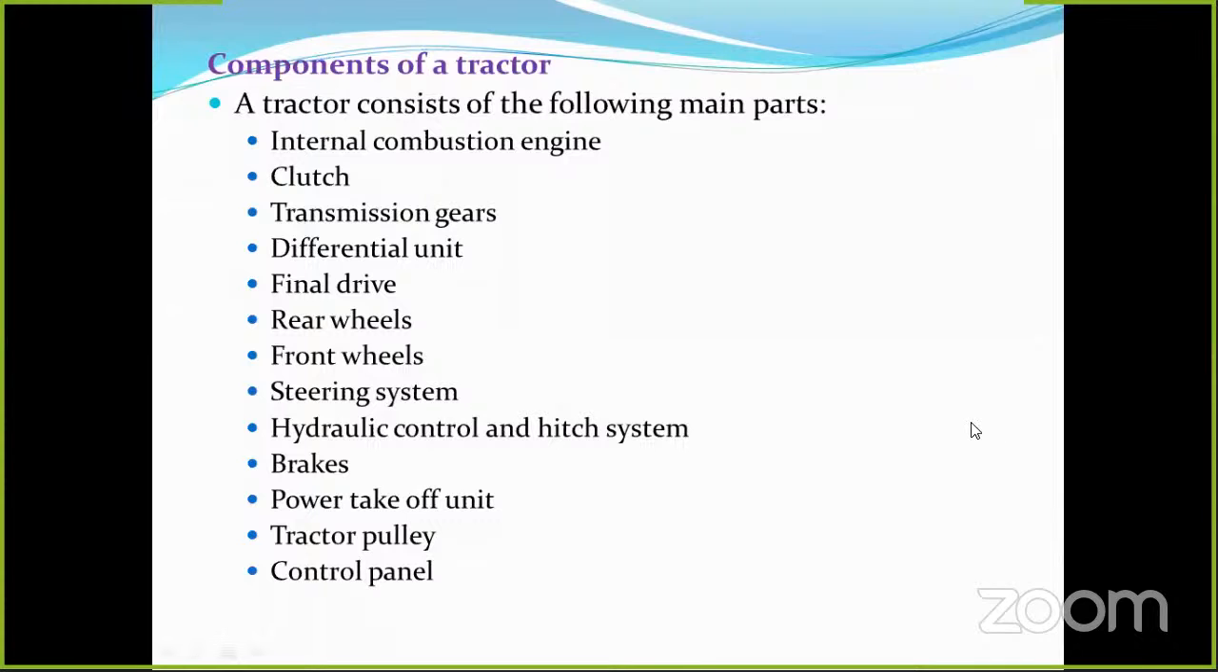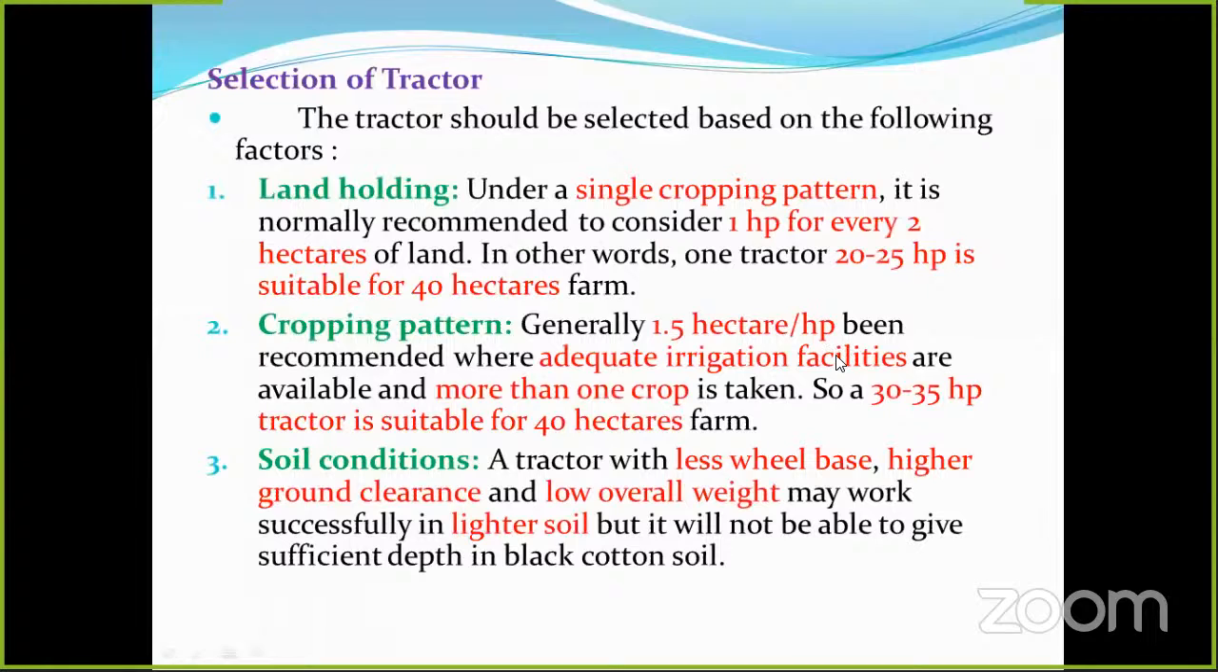Okay. Next, how do we select the tractor? Is there any procedure to select the tractor? Let us take it according to land holding. If we have a single cropping pattern, it means we are going to cultivate a single crop during the entire year. At that time, for every 2 hectares, 1 HP is required.